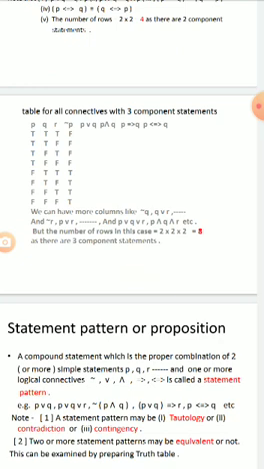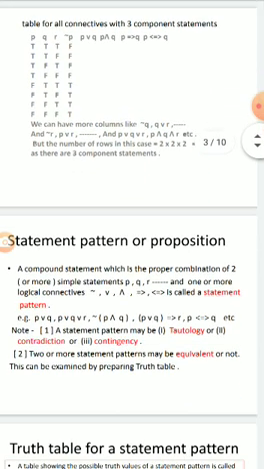But here there are not four rows. Here there are 8 rows, because P has two values, Q has two values, and R has two values. Every component statement is either T or F, and therefore the total number of possibilities is 2 into 2 into 2, or 2 cube is equal to 8. So this table has 8 rows. Other values also can be found in the same manner, and all these values can be found with the help of earlier tables which we studied in the last lectures.